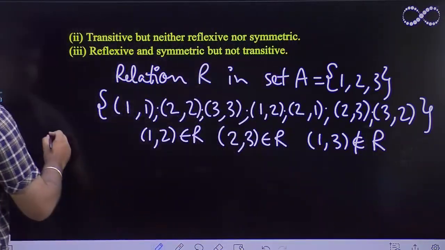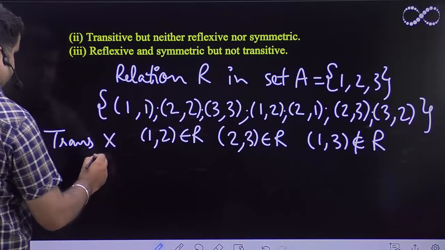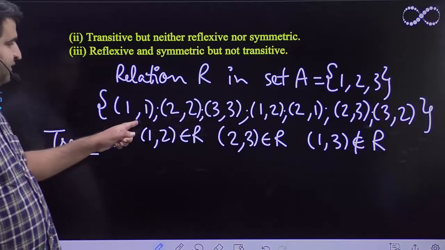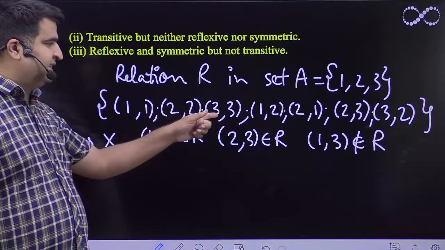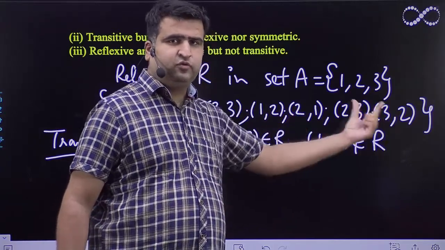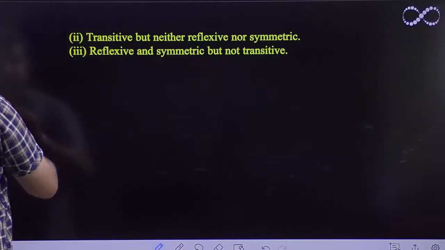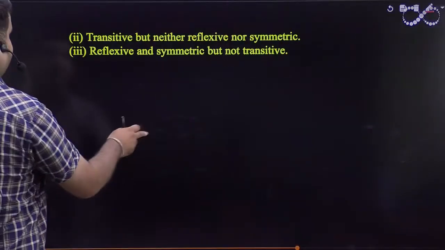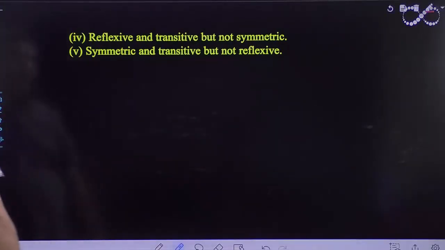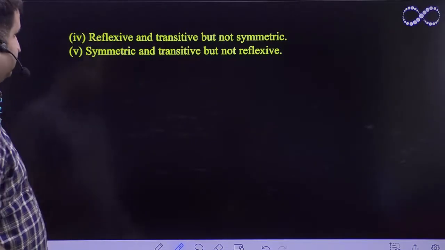Therefore, this relation is not transitive. But this is a reflexive relation because of these three. This is a symmetric relation because of these two and these two pairs. So let's move on to the next part now. Next part is we have to check for a function which is reflexive and transitive but not symmetric.